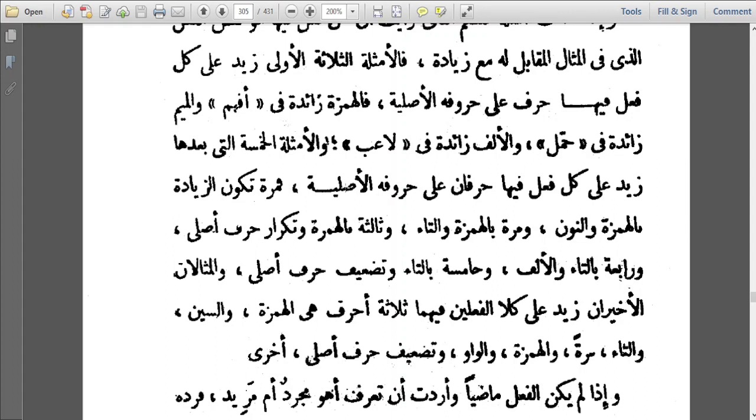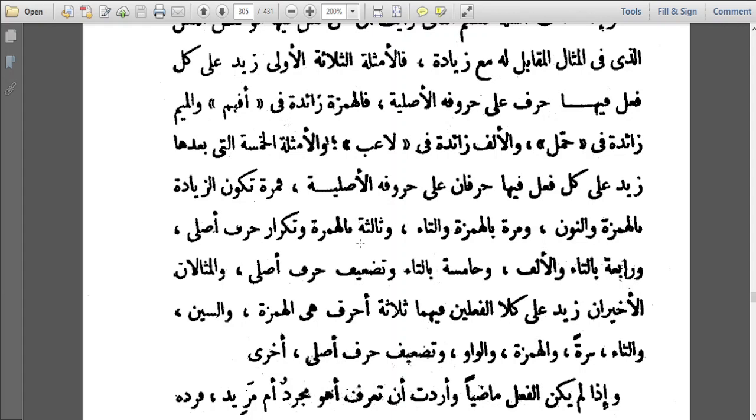When you look at the 5 examples, you realize that 2 letters have been added to the root of the verb. It says: فمرة تكون الزيادة بالهمزة والنون. At times the ziyada is made up of hamza, here he means alif, wa noon, yani infa'ala. You've added alif and noon to the verb. Wa marratan bil hamza wa ta, where we say ifta'ala, you've added alif and ta.